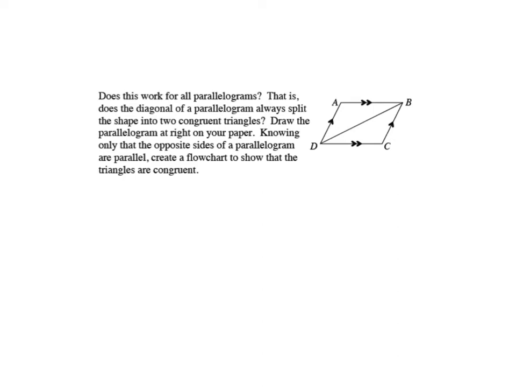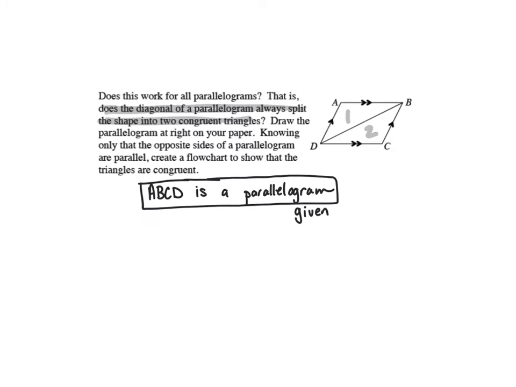So we're curious, does this work for all parallelograms? That is, does the diagonal always split the shape into two congruent triangles? So we're going to look at this and say, can I prove these two triangles are congruent? We're going to start this process by making a flowchart to show the triangles are congruent. We will start with the definition of a parallelogram because that's what this shape is. And it might seem strange starting our flowchart this way, but truly all I know is that ABCD is a parallelogram.